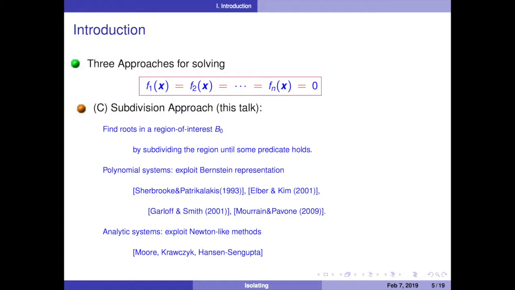If you're talking about the polynomial case, people usually exploit Bernstein representation. And I'm going to talk a little bit more about these 4 papers. They're all using the Bernstein representation. And then in the analytic setting, typically people exploit Newton-like methods like Moore, Krawczyk, or Hansen and Gupta, all of which provide methods to solve such subdivision problems. So from now on, I'm going to stick to subdivision.